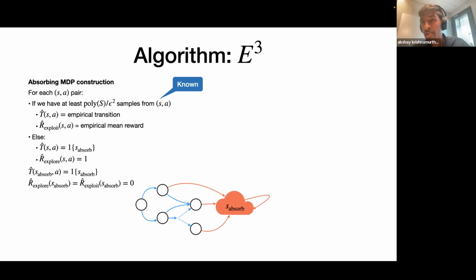So there are two reward functions: the exploration reward and the exploitation reward. The exploration reward is going to encourage the agent to take some red arrow. For the exploitation reward, you're not going to want to take the red arrows. You're going to stay in the blue area and accumulate the real reward that you can in the blue area. So these are the two MDPs. They have the same transitions, but one has the exploration reward and one has the exploitation reward. And what the algorithm is going to do is try to maximize the exploration reward in this MDP and see how much value it can get.